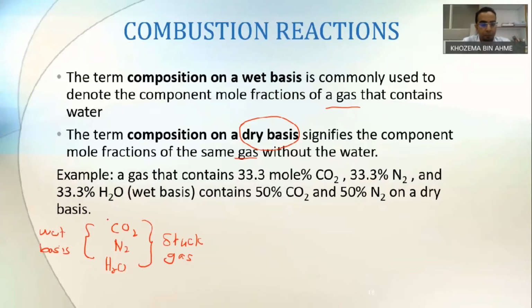Okay, but for the same composition, if I remove water here, I'll be left with only carbon dioxide and nitrogen. This is still your stack gas, but this is on a dry basis because we don't have any water component inside here.